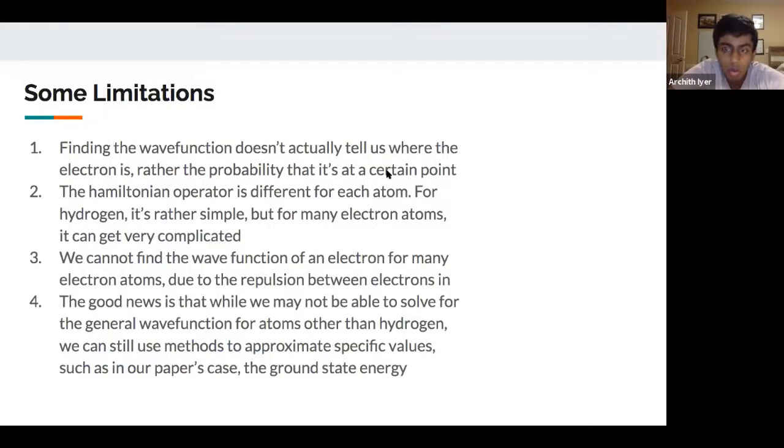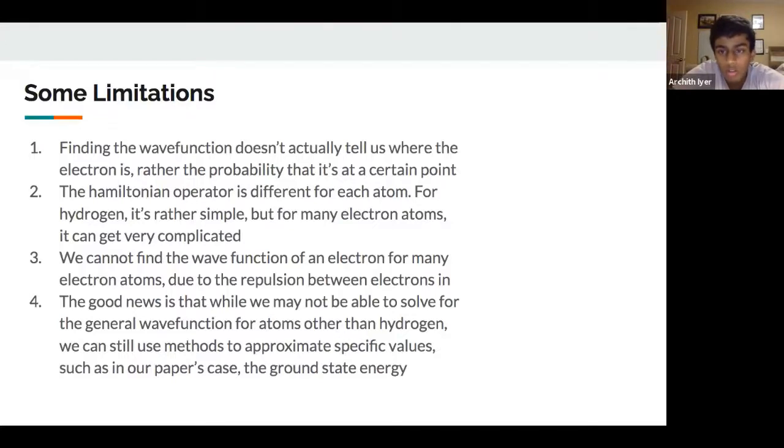So the Schrodinger equation does have some limitations. Yes, it sounds nice that if you find the wave function, it tells you everything you want to know about the atom or the electron. But one, like I mentioned before, it doesn't tell us where the electron is, only the probability it's at a certain point. And also, the Hamiltonian operator is different for each atom. For hydrogen, it's really simple, but for many-electron atoms like lithium, it gets extremely complicated.